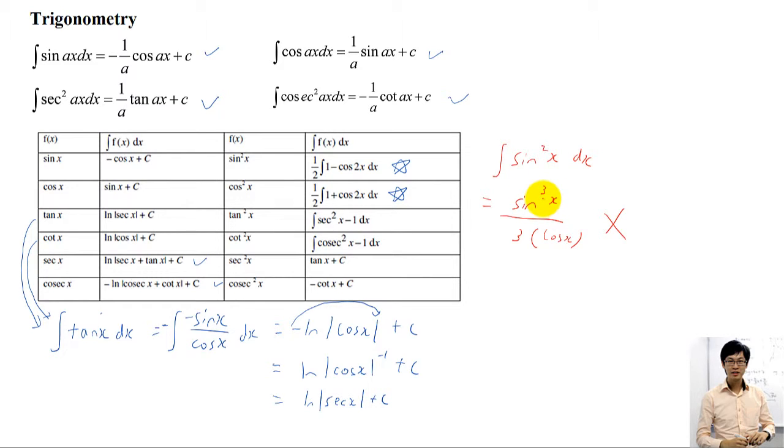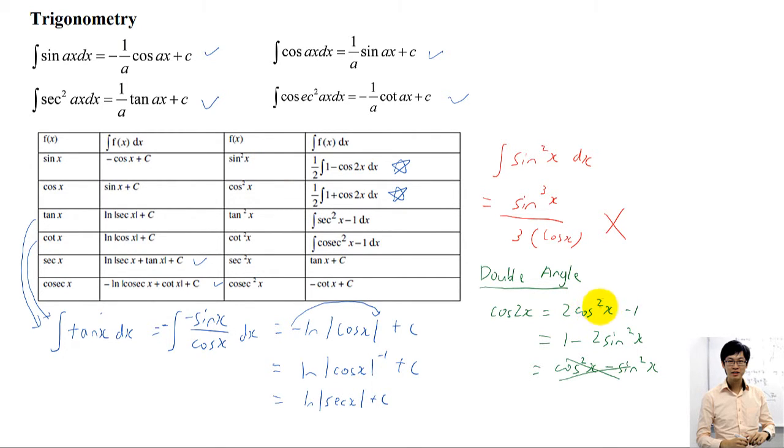So what's the proper way to integrate sine square x? The proper way is to apply your double angle formula. Can you recall your double angle formula? If you can't recall, do take a look at MF15. For double angle for cosine, there are three of them. We have 2 cosine square x minus 1, another one is 1 minus 2 sine square x, and the third one is cosine square x minus sine square x. I will not be using the third one. I will just be using the first two to derive the formula for sine square.